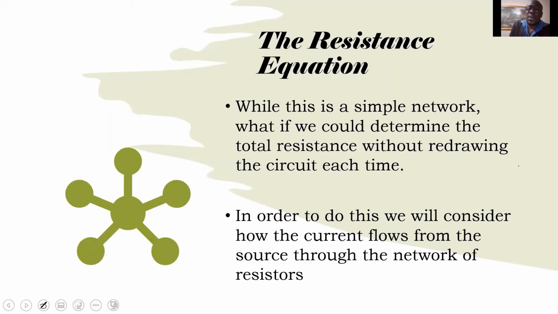And we'll be looking at the current flow as the current flows from the source. So while circuit reduction looks at reducing the circuit going towards the source, in this method, in finding the resistance, we have to look at the current flow away from the source.